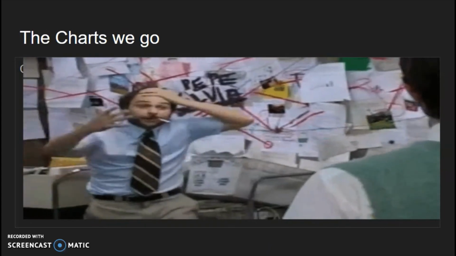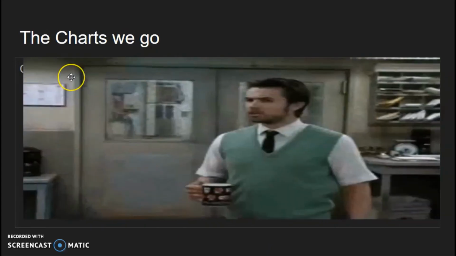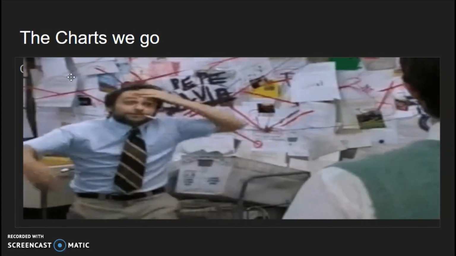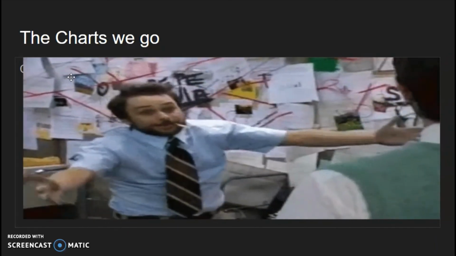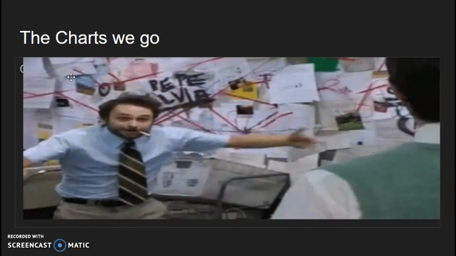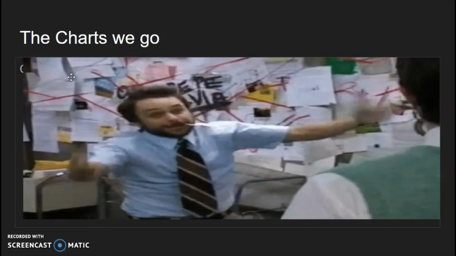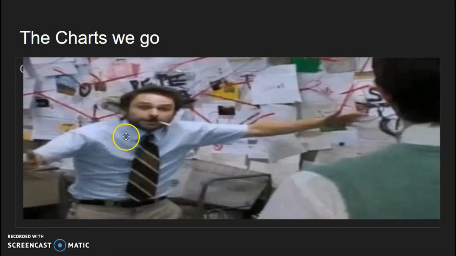Now to the charts. Firstly, I just want to say though, I don't strictly trade off candlesticks. I'm just giving you guys some information to be able to understand it, basically. But yeah, to the charts we go.